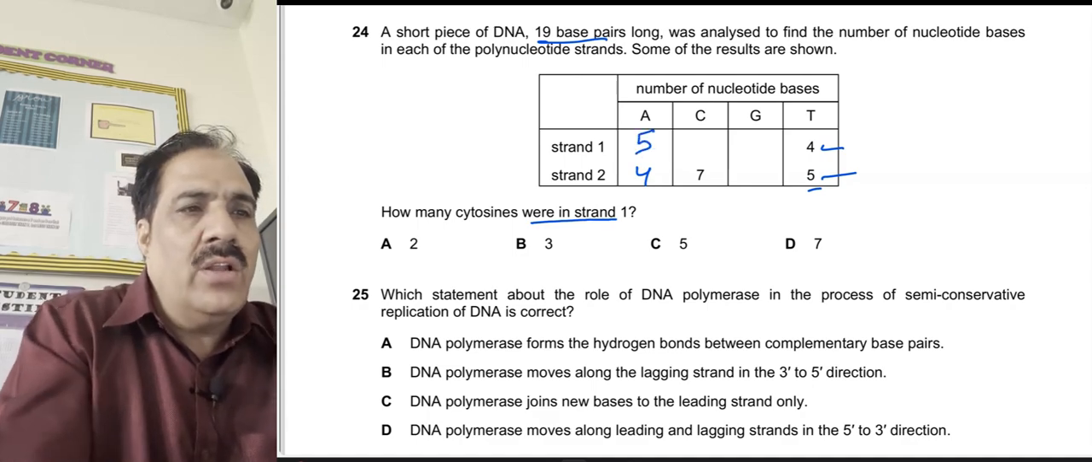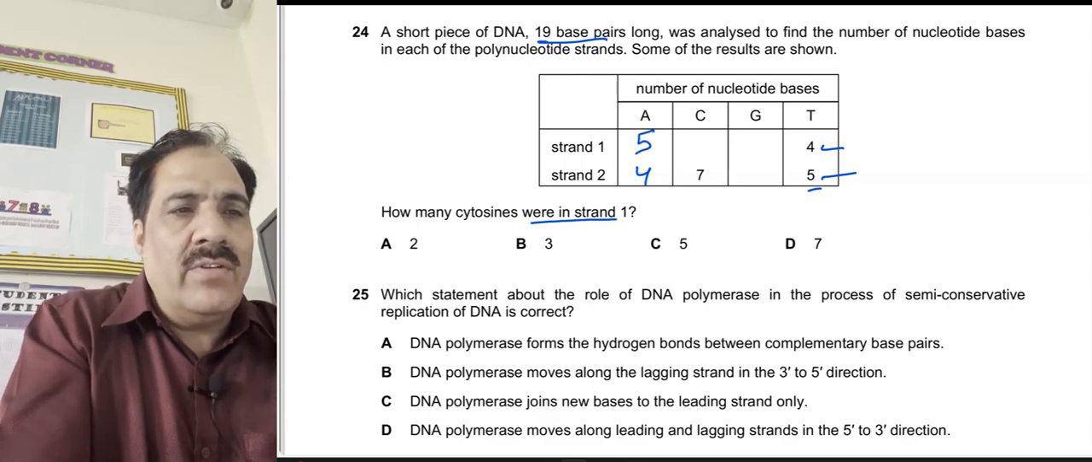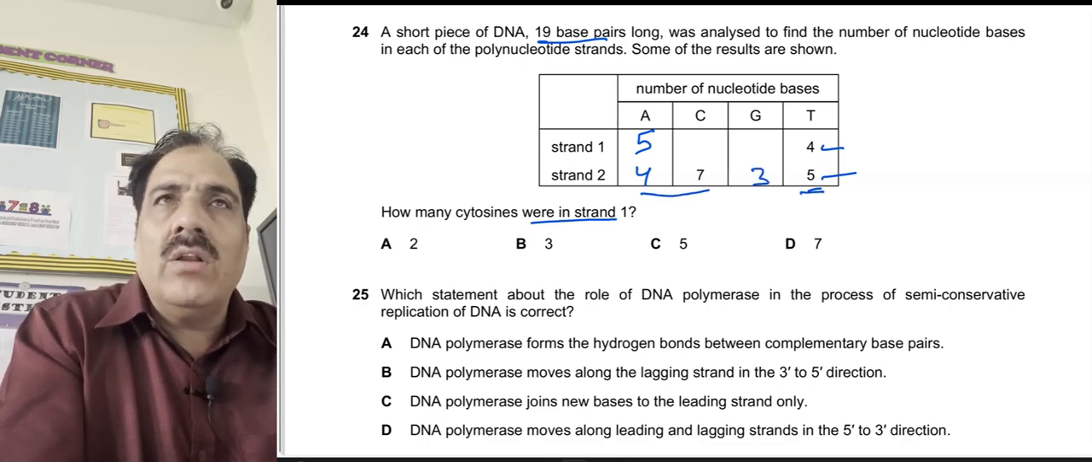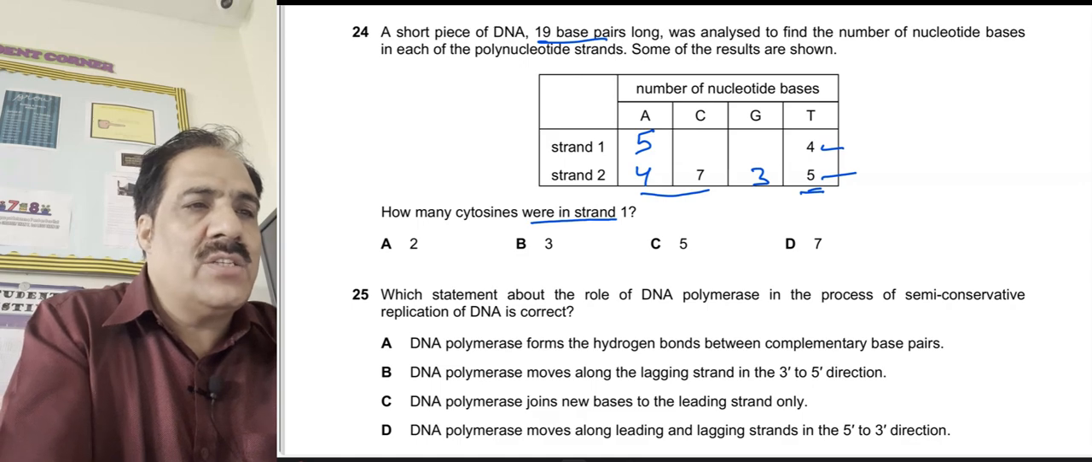The total is 19. So 4 plus 7 is 11, 11 plus 5 is 16. That means 3 are guanine. Guanine always bonds with cytosine. That means strand 1 will have 3 cytosine molecules. So B is the correct answer.